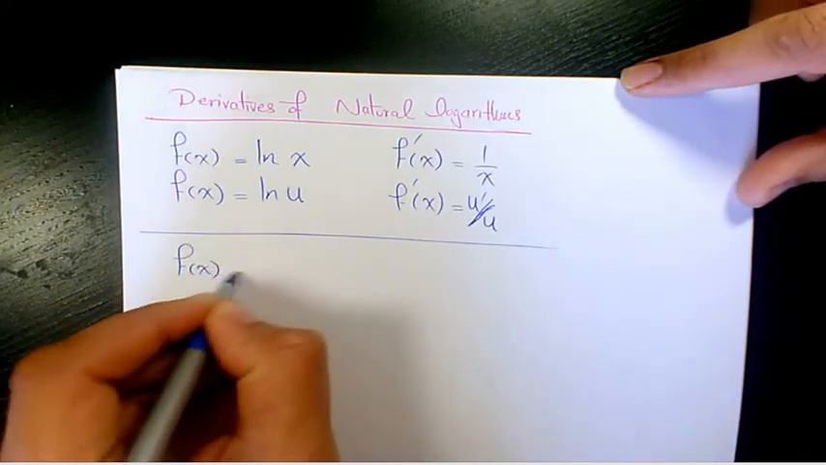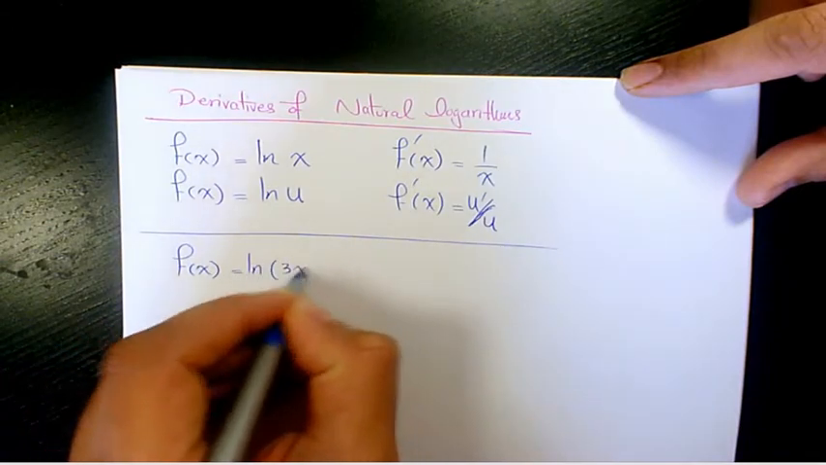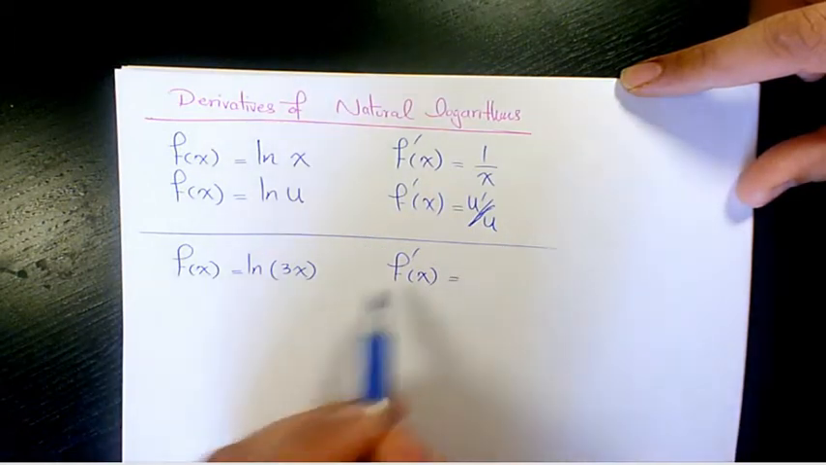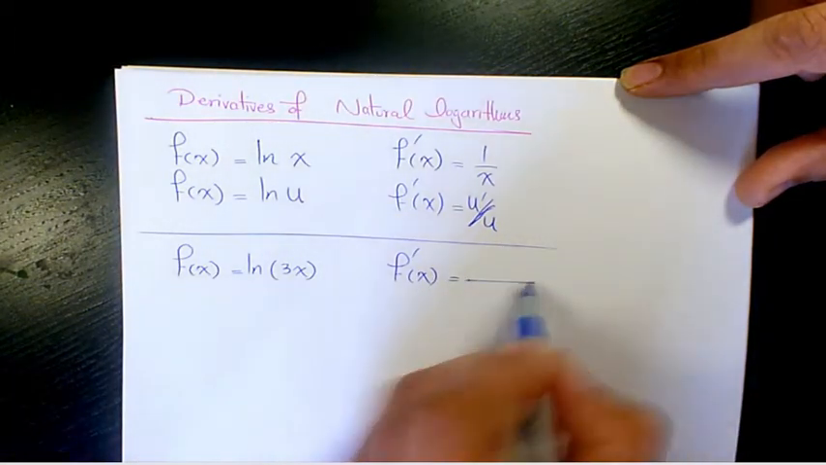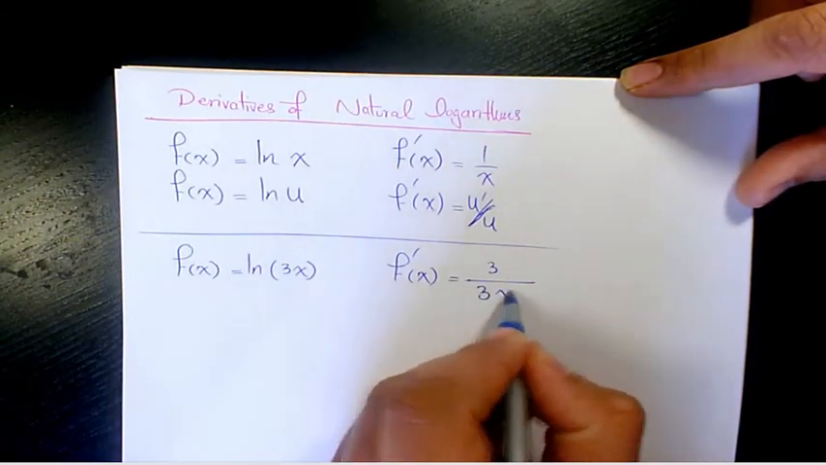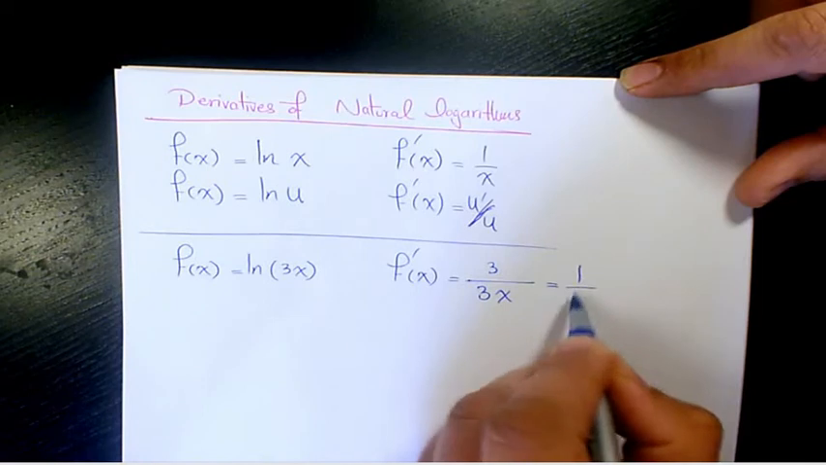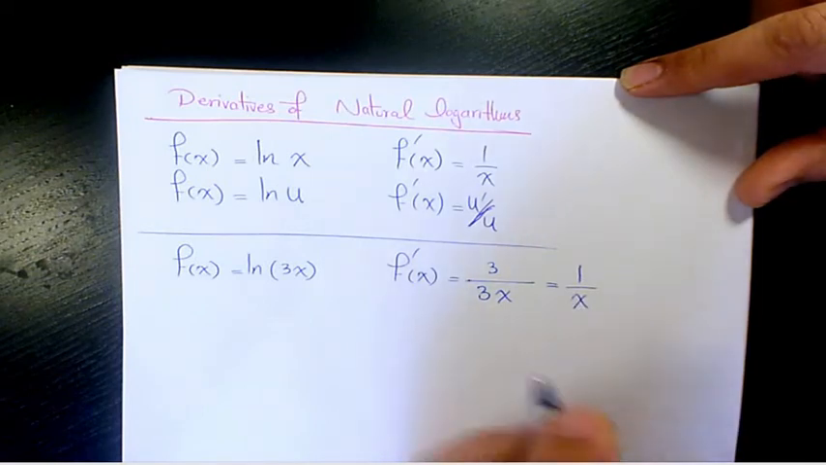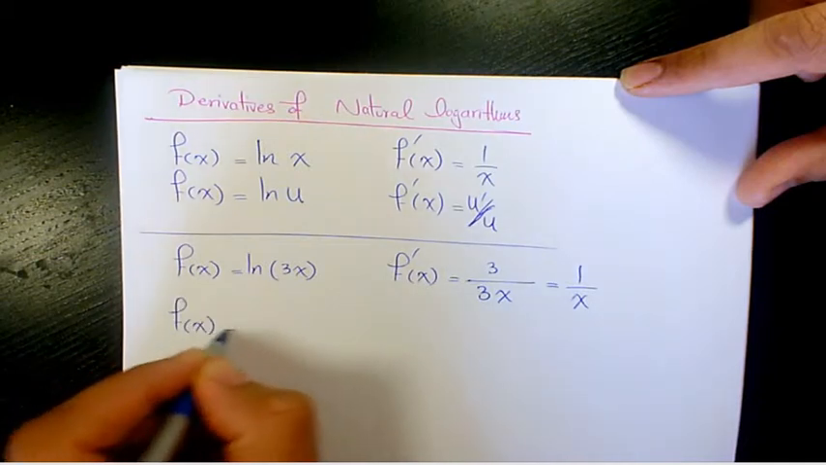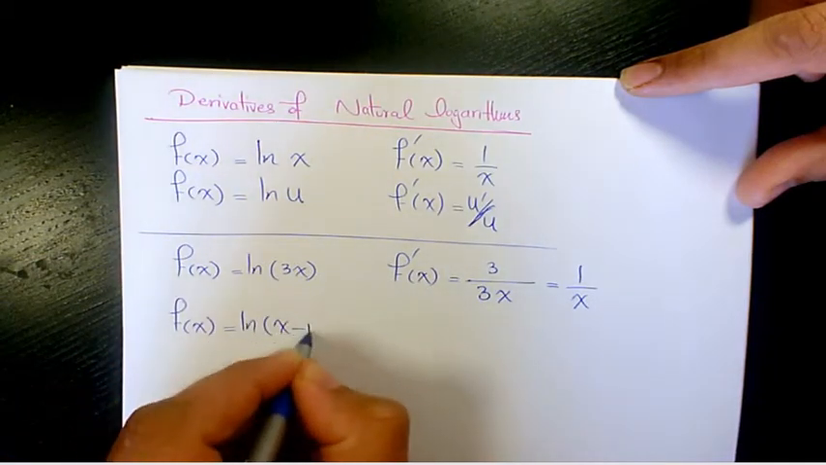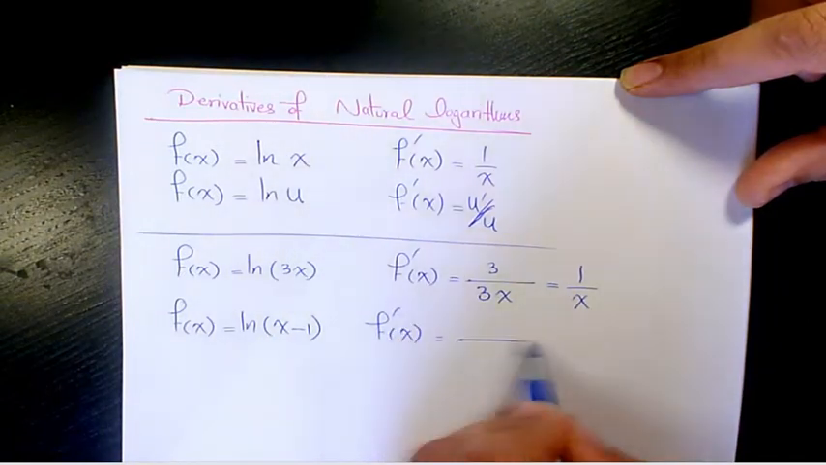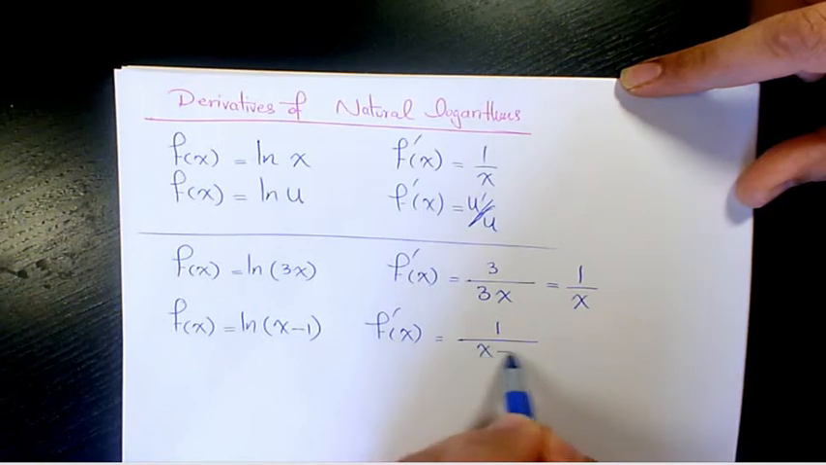For example, f of x equals ln of 3x. Then we can say the derivative of f of x, or f prime x, equals the derivative of 3x, which is 3, divided by 3x. So when you simplify it, it's going to be just 1 over x. Next one. F of x equals ln of x minus 1. F prime x is going to be the derivative of x minus 1, which is 1, over x minus 1.